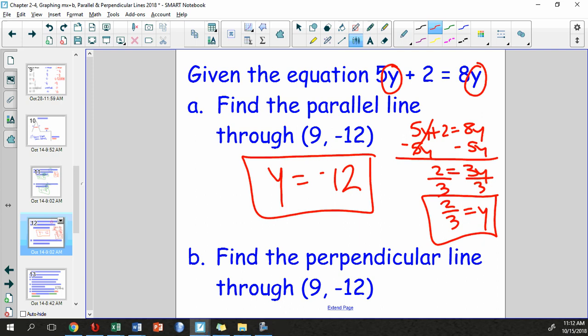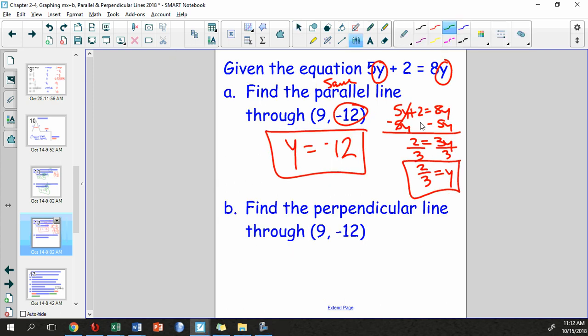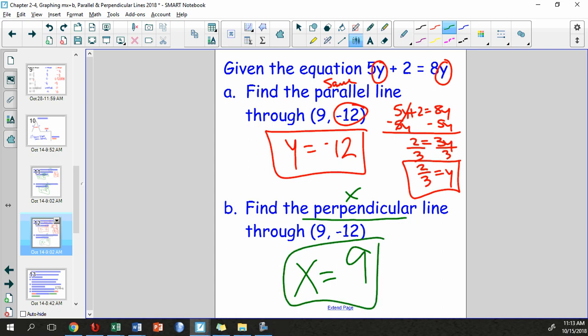Yes? Why? Because there's only a y in the equation. So parallel means the same letter. So the same letter, it means y equals. What does y have to equal in that ordered pair? -12, right? Now, go to the next part. This is perpendicular. Well, my equation only has y's in it. Perpendicular means the opposite. So what's the opposite letter to y? X. So what does x have to equal here? 9. You have about 5 of these problems on tonight's homework.